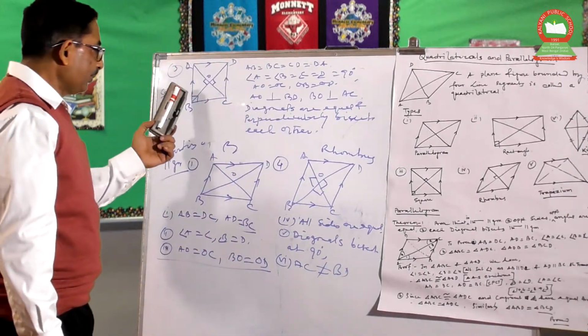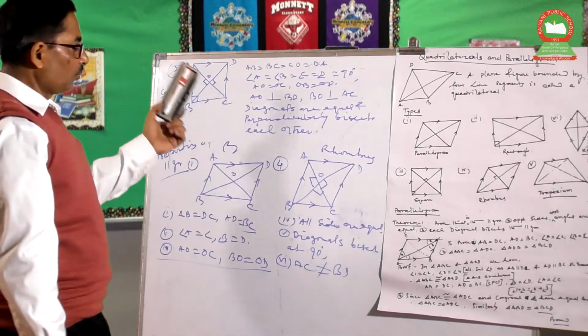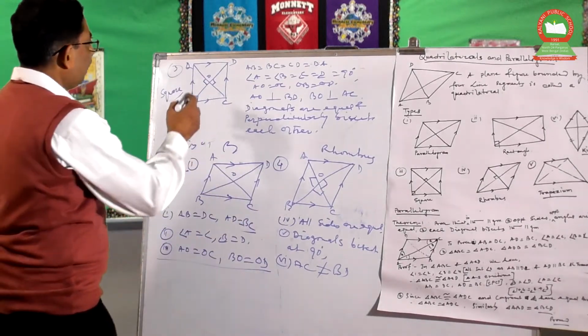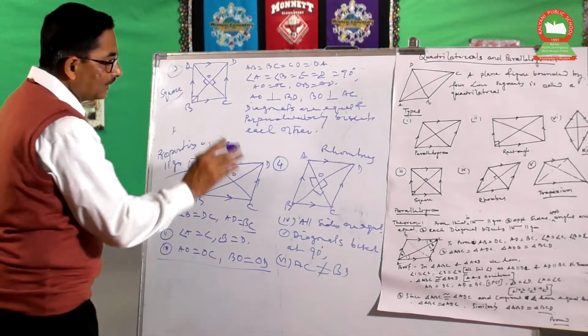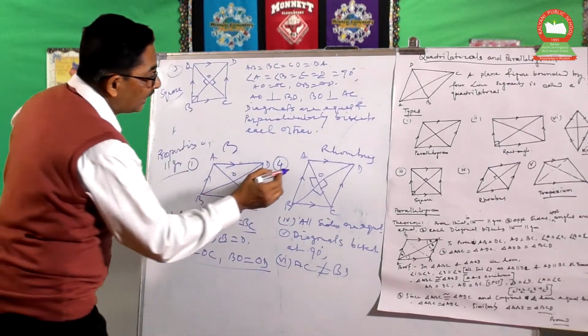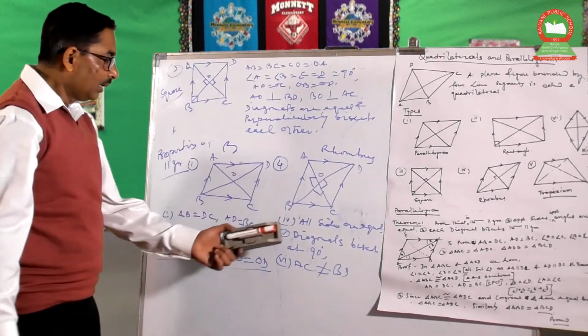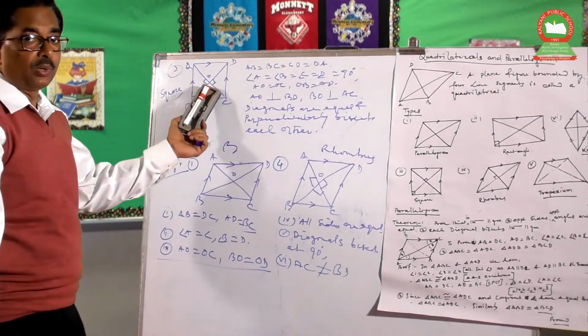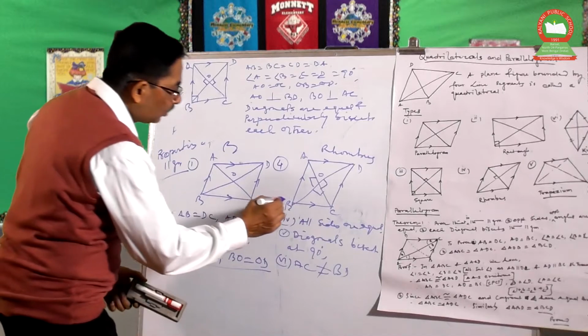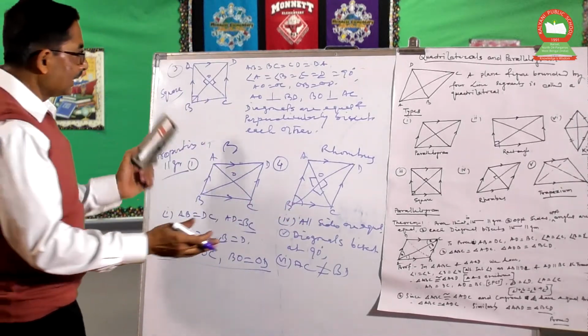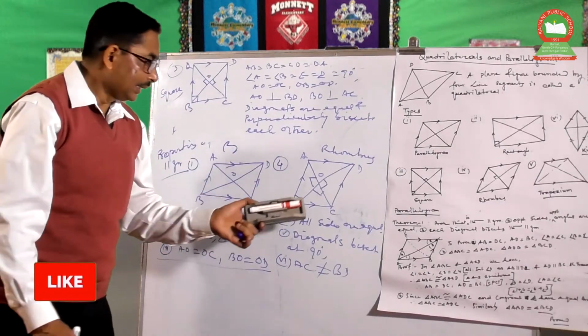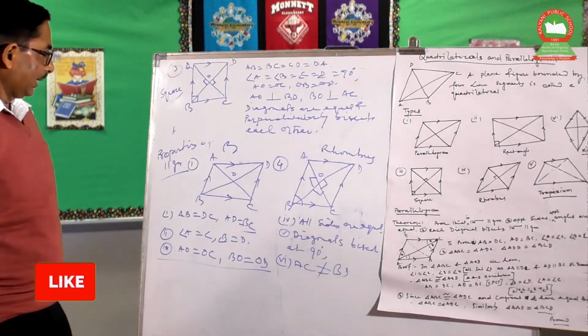Now the difference between this rhombus and square is, number 1, diagonals bisect each other at 90 degrees, these are the similarities. The difference is diagonals are not equal in the rhombus, here diagonals are equal, and angles are not 90 degrees, here angles are 90 degrees. These are the basic differences between the rhombus and square.